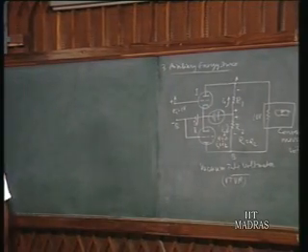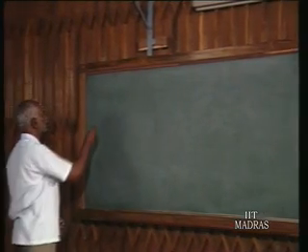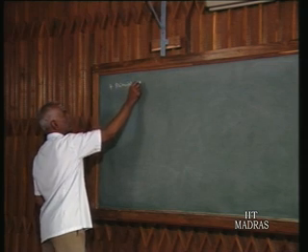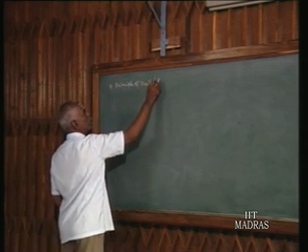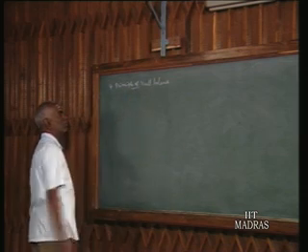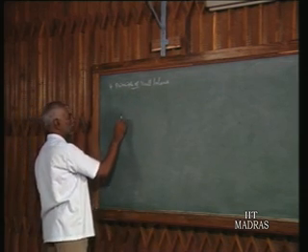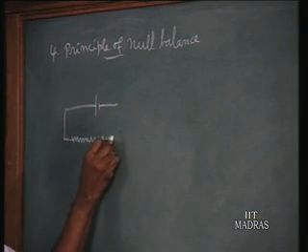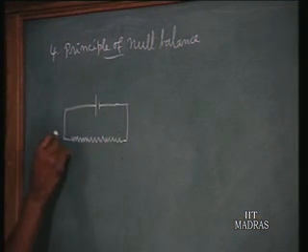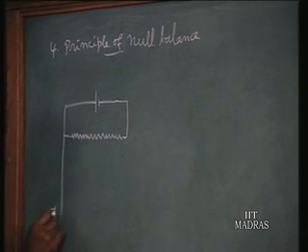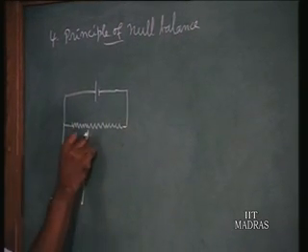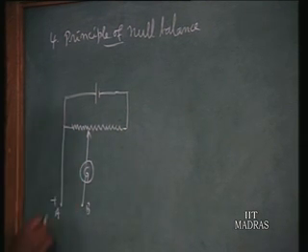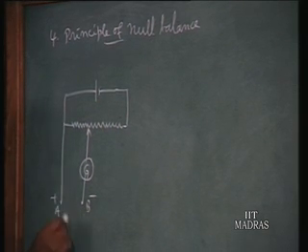Now the fourth method is the principle of null balance. For this, consider the potentiometer circuit for voltage measurement. So this is plus and minus, A and B, and connect a galvanometer. This is a galvanometer. A and B is the terminal where we want to connect our voltage source.